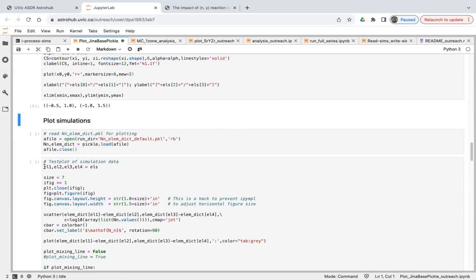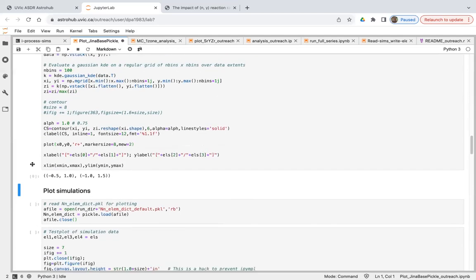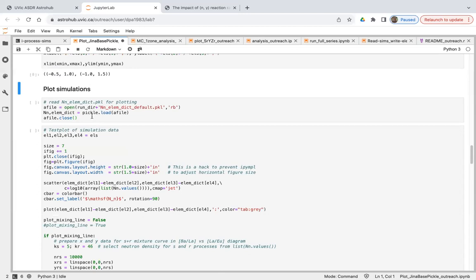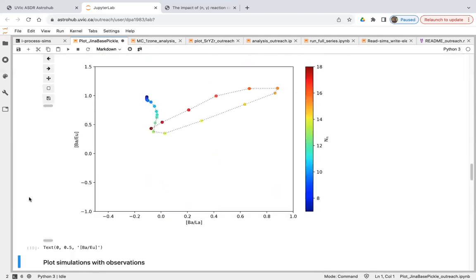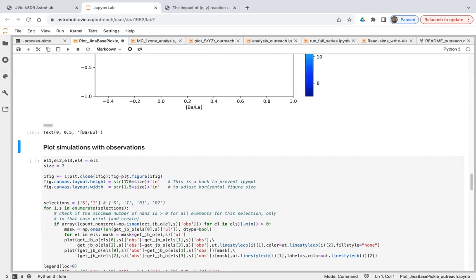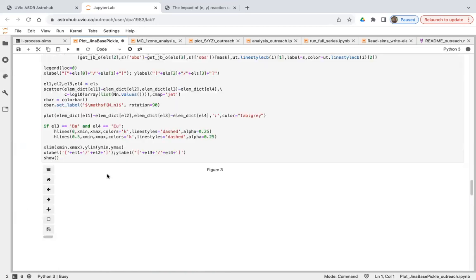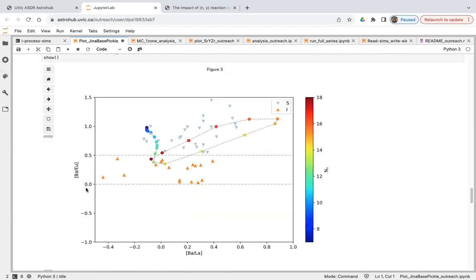Okay. So now we can add to this plot or make the other plot with the snake curve. You're already familiar with this. So this is just a snake plot, right? In comparison with observational data.